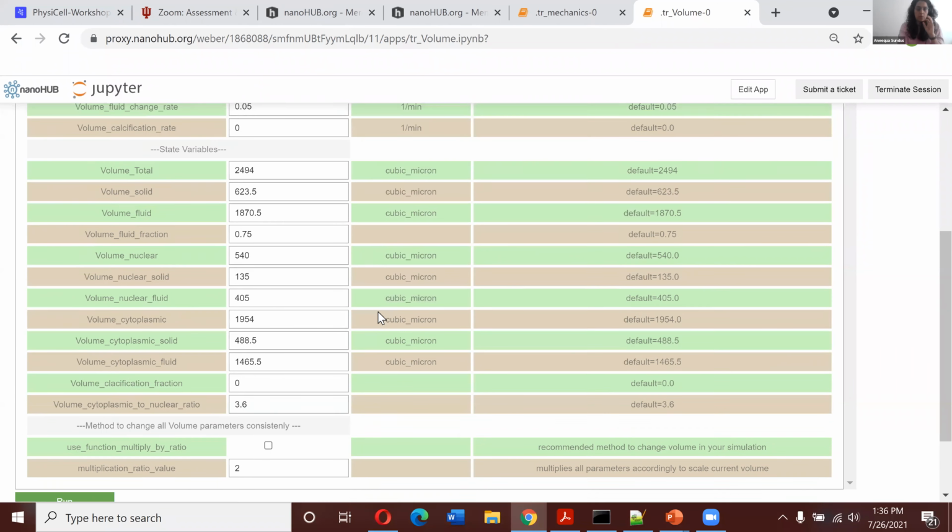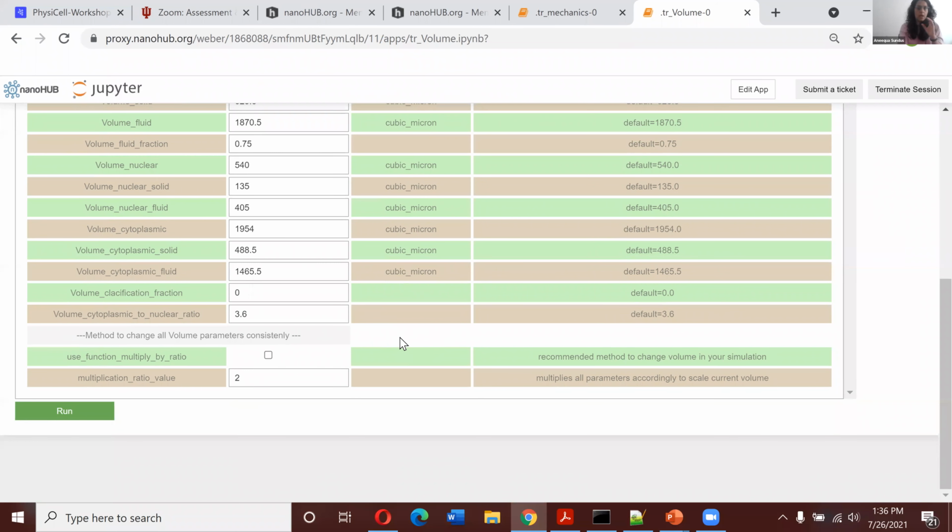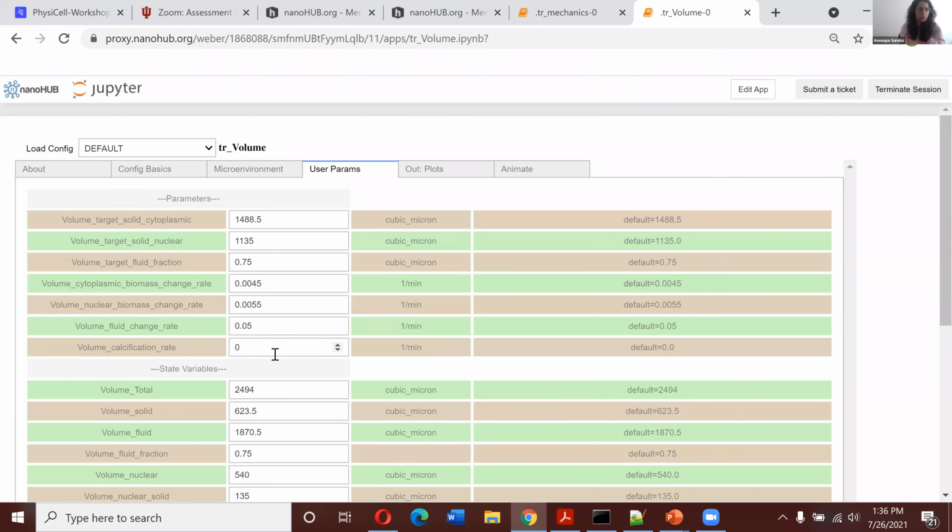And here, the important thing to remember is if you want a bigger cell, just use this function, multiply everything by a ratio, because we have set the defaults to like 75% fluid fraction, which works for most applications. If you want a bigger cell, multiply it by 2, 3, 4. If you want a smaller cell, multiply it by 0.5. This function will take care of everything. It will change every parameter according to that ratio.